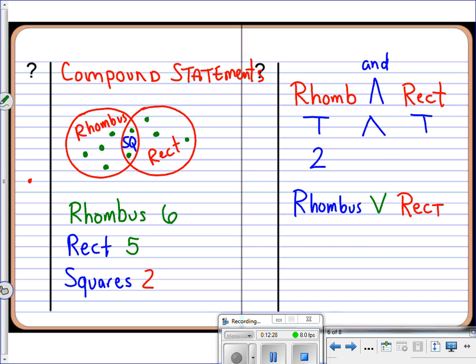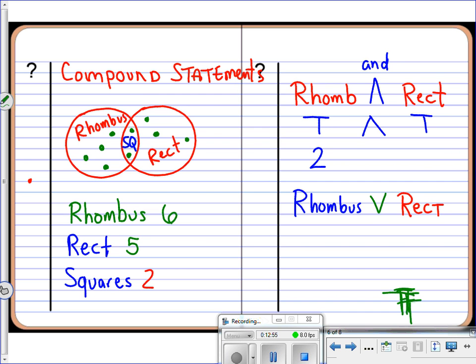Now for a rhombus or for the "or" statement, this would require either a truth on one side or a truth on the other, but it doesn't require them to be true at the same time. For something to be counted here, it could be a rhombus, or it could just be a rectangle, or certainly it could be both. Okay, so let's just take a look and see if we can categorize this real quick.